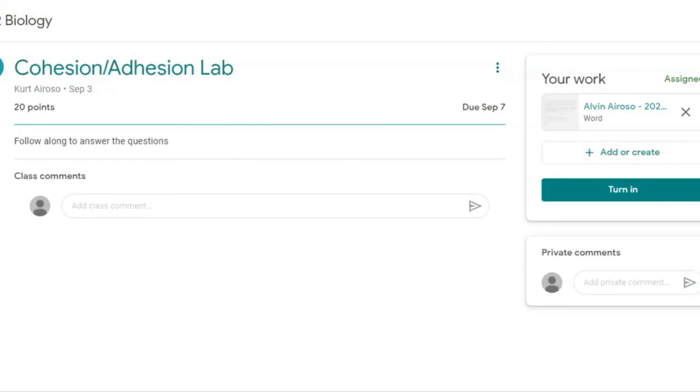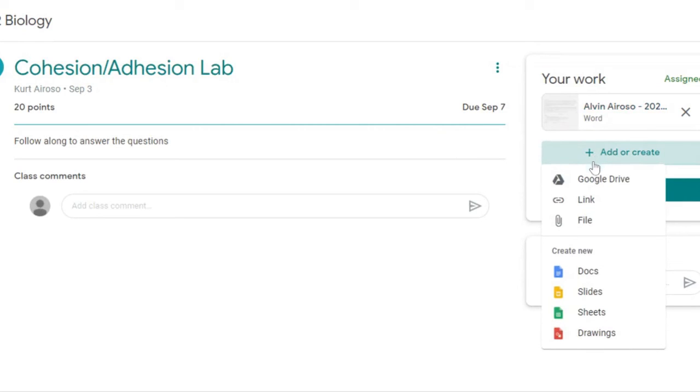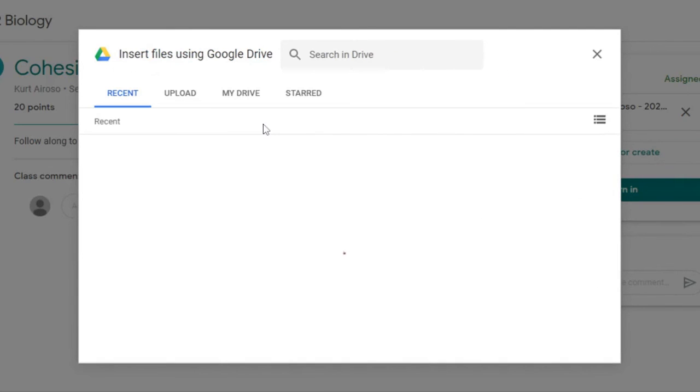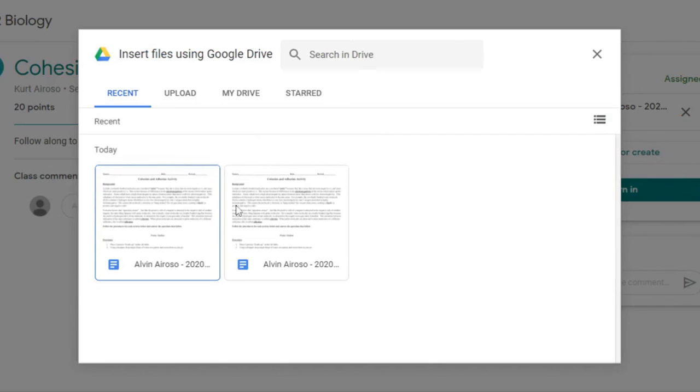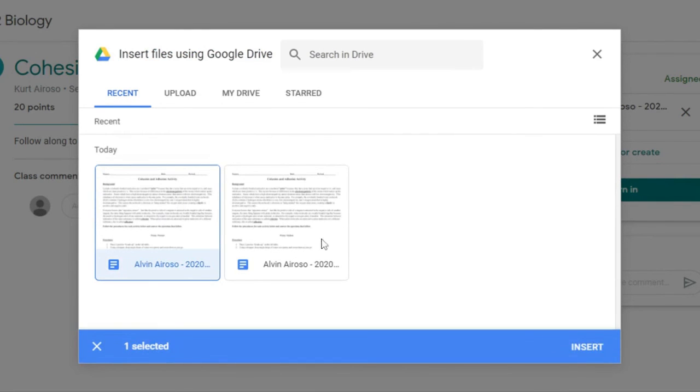All right, so now we're back on Google Classroom, period 2, Cohesion Adhesion Lab. The first thing I need to do is hit Add or Create. So I'm gonna click on this, and every time I type a Google Doc, it always gets saved in my Google Drive. So I'm gonna click on that. And that should show me my document I just typed on. I got 2 of them in here. This is the most recent one I typed on, so I'm gonna click on that.